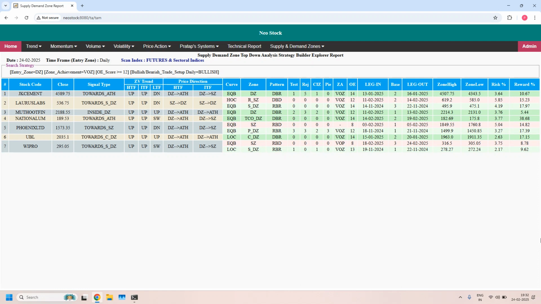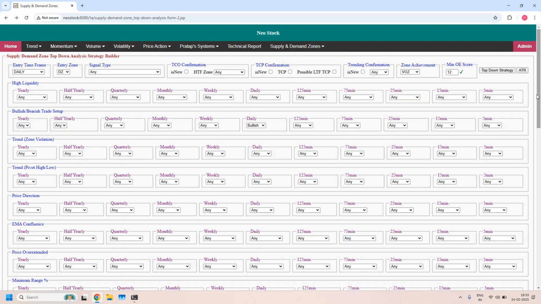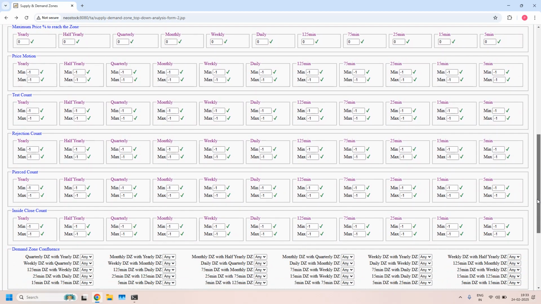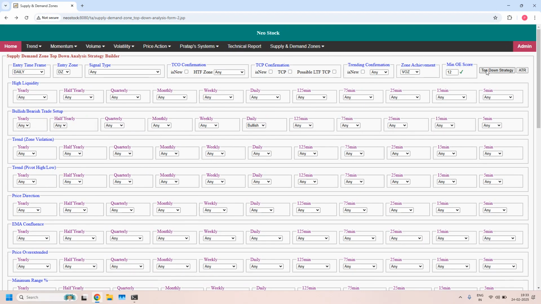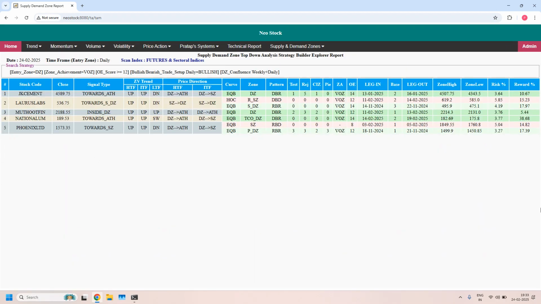So first filter is LTF and ITF demand zone confluence. Let's verify. LTF is daily, ITF is weekly. So daily demand zone with weekly demand zone confluence. Enable the filter. Now from 7, 5 stocks are filtered. In these 5 stocks, these daily demand zones are overlapped with weekly demand zones. And the weekly trend is up in all these stocks, ITF trend.